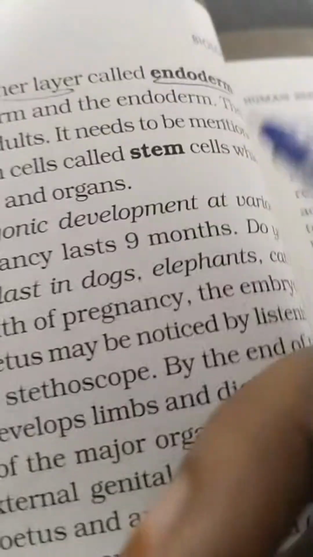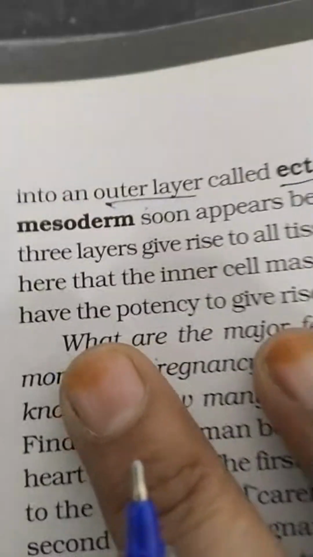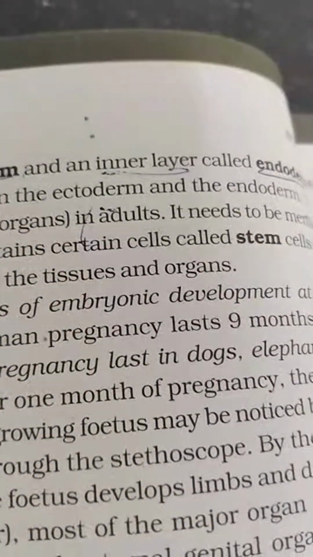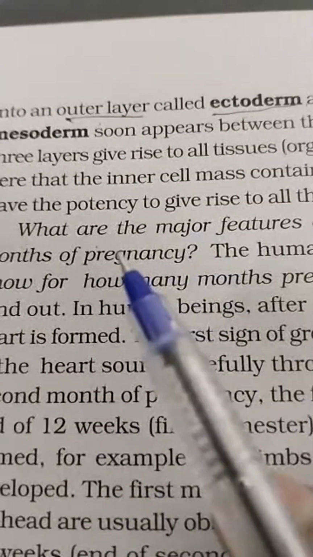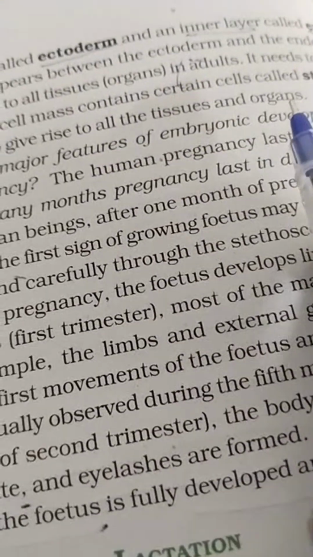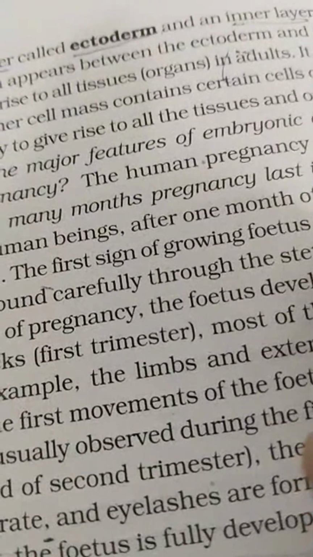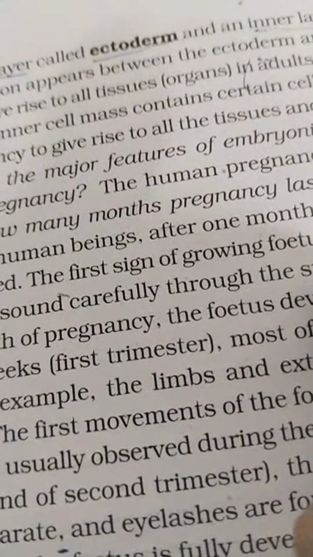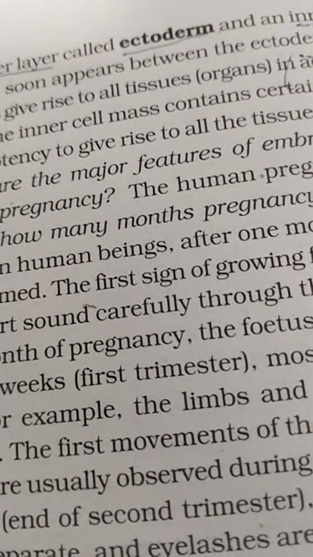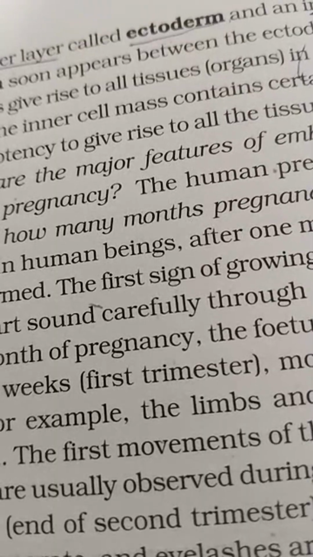It needs to be mentioned here that the inner cell mass contains certain cells called stem cells, which have the potency to give rise to all the tissues and organs. Stem cells have a regeneration capacity, that's why they give rise to all tissues as well as organs.